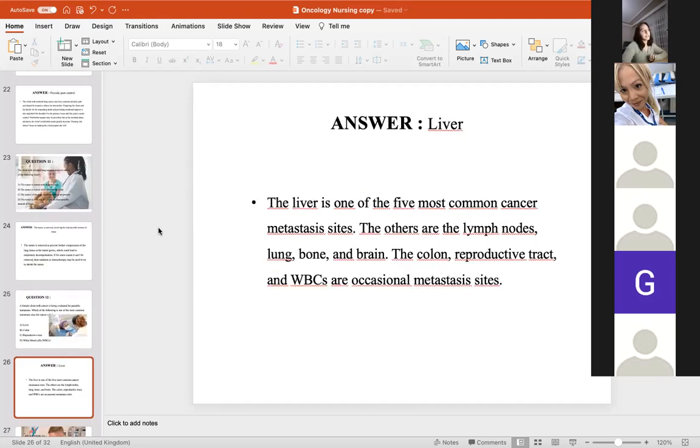Answer is liver. The liver is one of the 5 most common cancer metastasis sites. The others are the lymph nodes, lung, bone, and brain. The colon, reproductive tract, and WBCs are occasional metastasis sites.